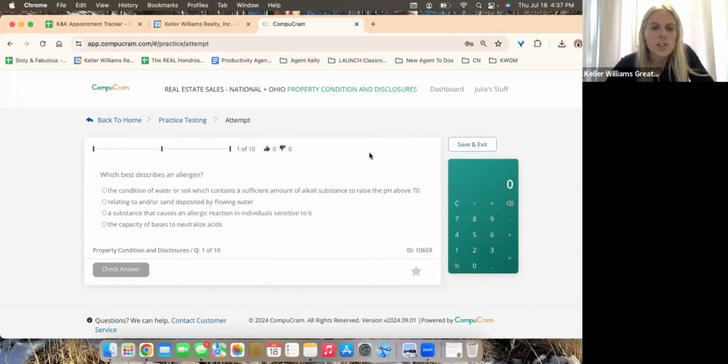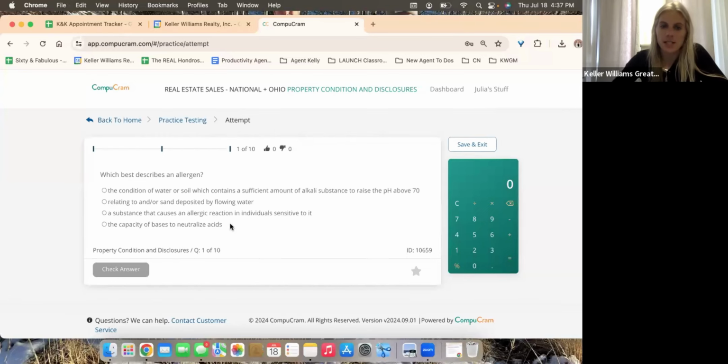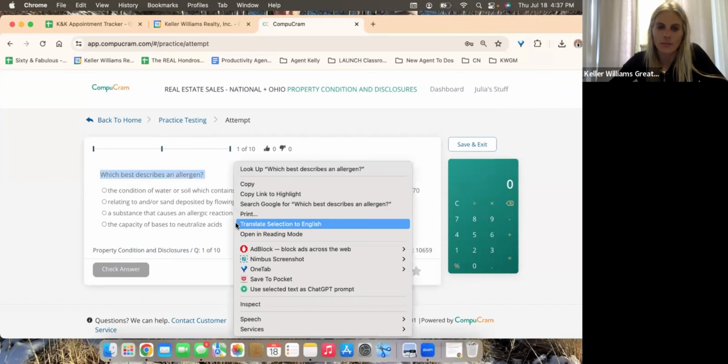All right. Which best describes an allergen? Is that A, the condition of water or soil which contains a sufficient amount of alkali substance to raise the pH above 7.0? B, relating to clay, silt, or sand deposited by flowing water? C, a substance that causes an allergic reaction in individuals sensitive to it? Or D, the capacity of bases in neutralized acids? So which best describes an allergen?